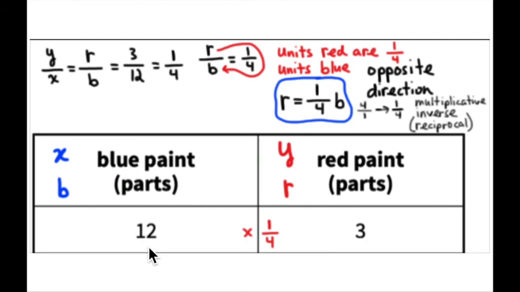Hey, I have 12 pints of blue paint here. How many pints of red paint do I need to make this shade of purple? Well, you need 1/4 the amount of blue paint you have. So you need 3 pints of red paint to make that shade of purple.